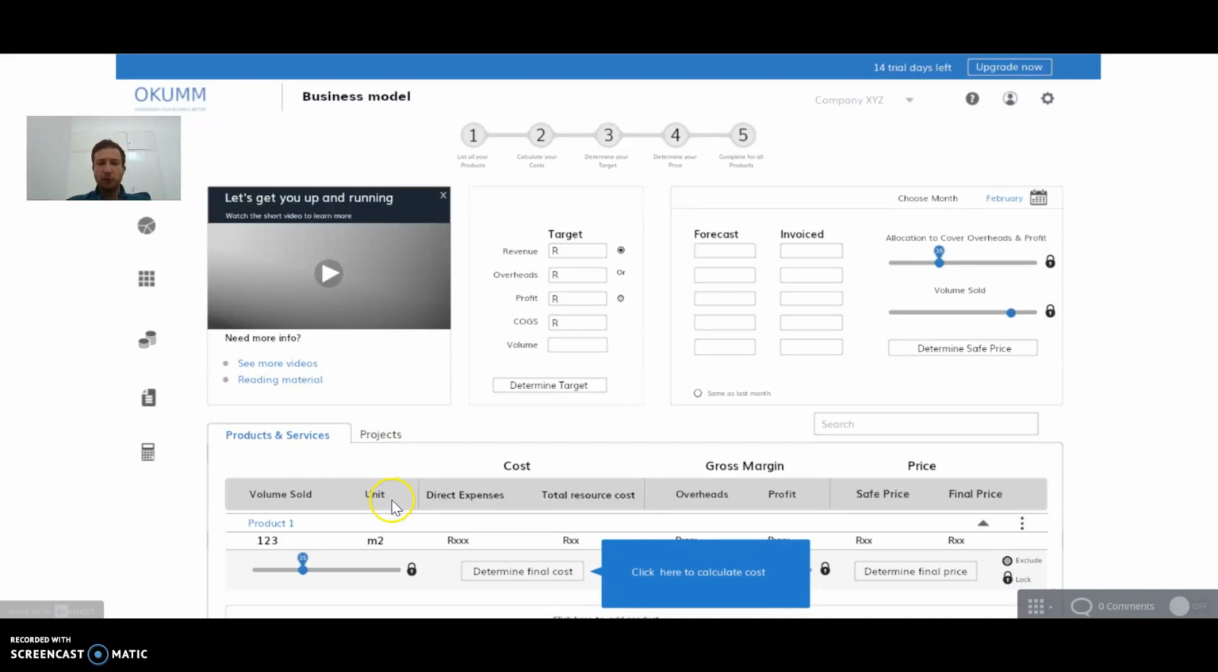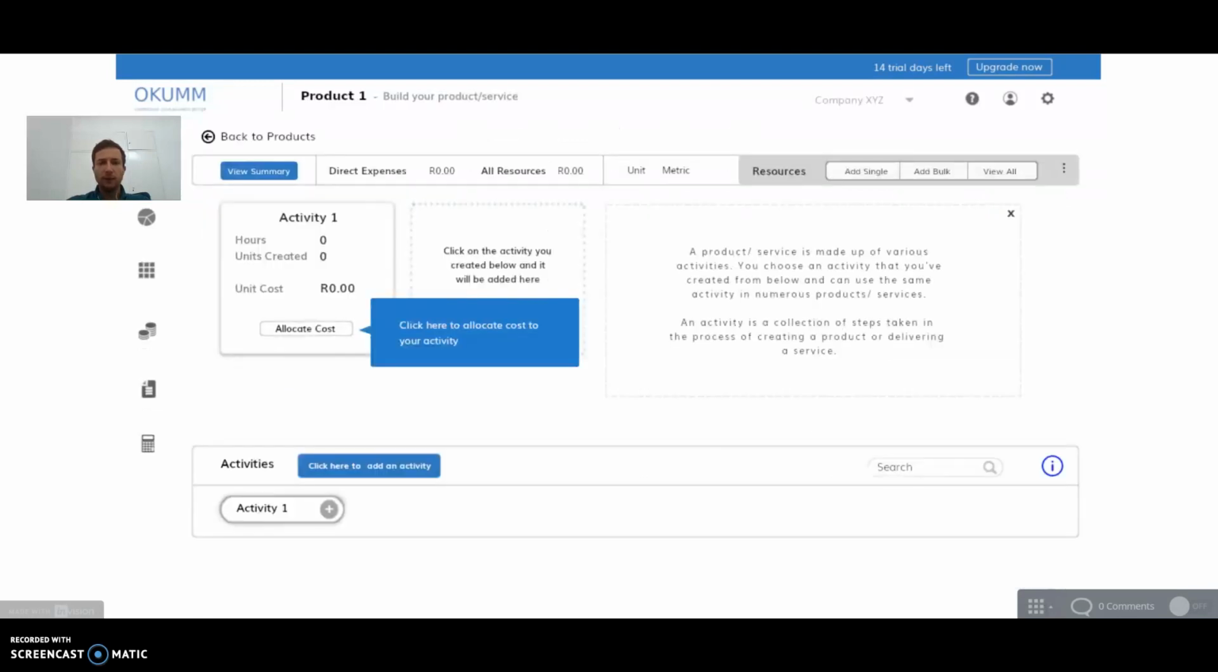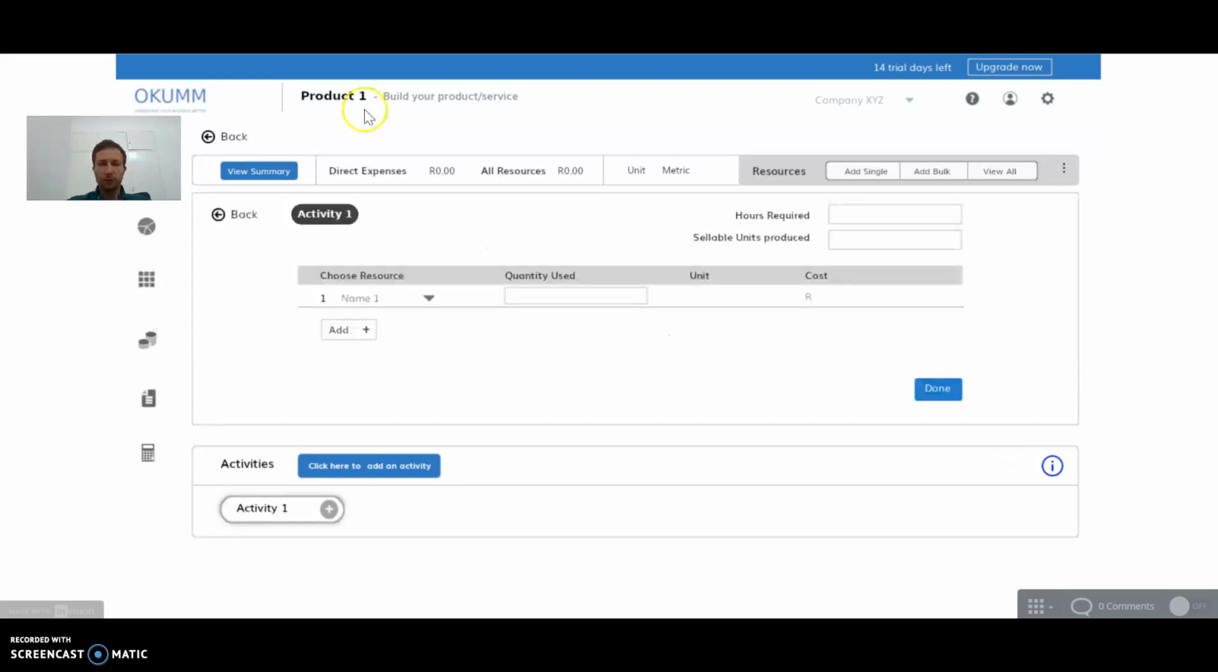First, you will list all of your products in the Okumm software. Next, we will calculate the cost price of your product, service, or project. We will do this by breaking your product, service, or project down into activities or tasks. This makes it less overwhelming to assign resources and calculate the final product cost. We will assign resources to each task to calculate the unit cost of each task, and then at the end of the process, we will sum all of the tasks' prices together to get a final product cost price.